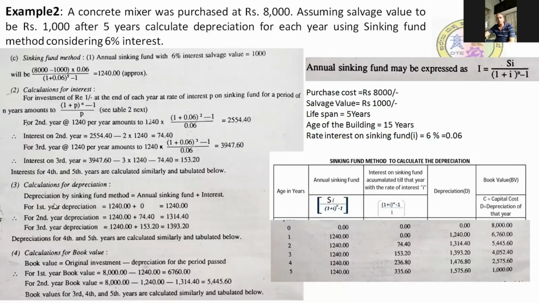Next, when calculating depreciation, for the first year there is no installment plus interest. The second year's installment plus interest will give the total depreciation. For the third year also, the same way, sinking fund installment plus total interest accumulated will give the 1,393. Similarly we have to calculate for every year. So to calculate the book value the same way, original investment minus depreciation. Original investment is 8,000 minus depreciation will give the book value for that particular year. This is how we have to calculate.